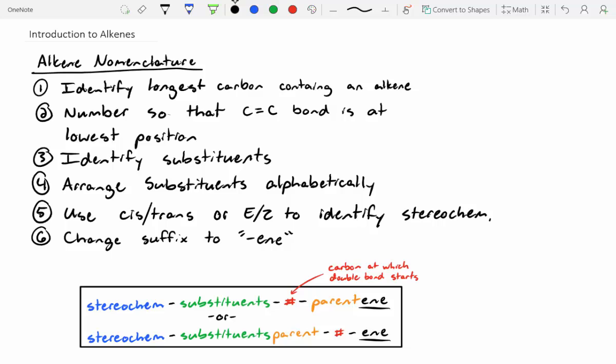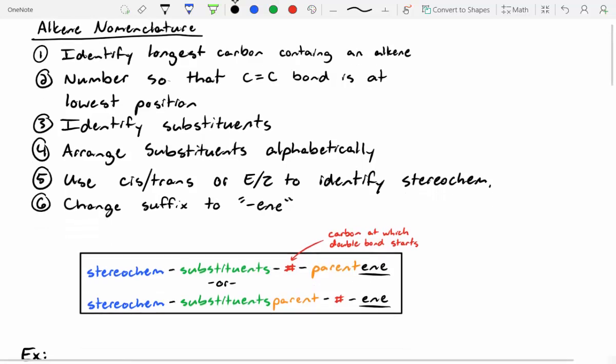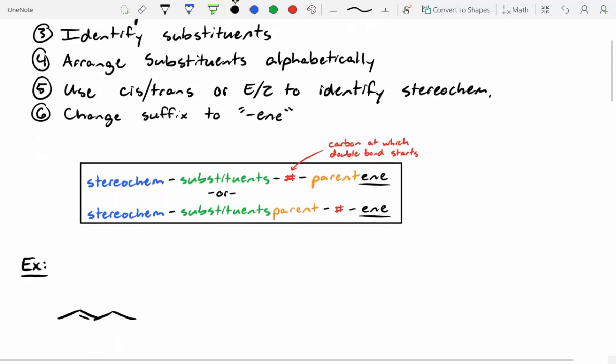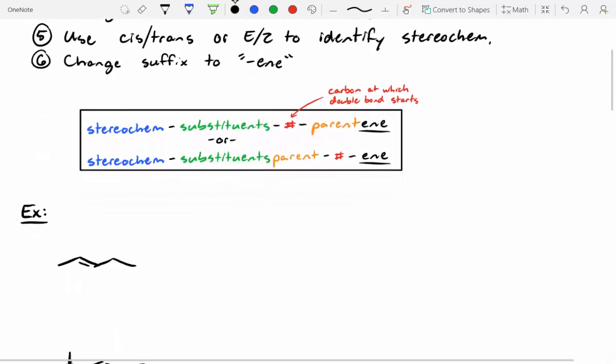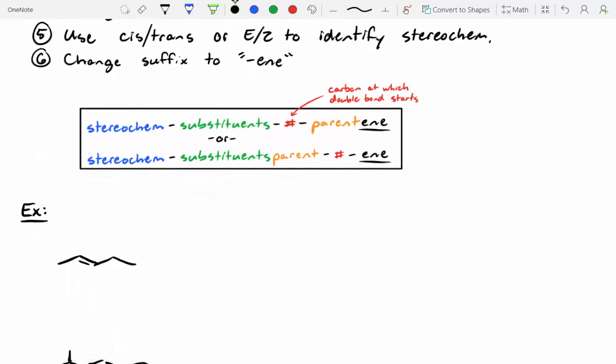You first want to identify your substituents. Then you want to alphabetize them and arrange them accordingly. And then lastly, you need to use cis-trans nomenclature to identify whether or not your alkene has one stereochemistry or the other. There's also another naming system called E or Z that we will discuss later. Lastly, you need to change your suffix to an -ene suffix instead of an -ane suffix.